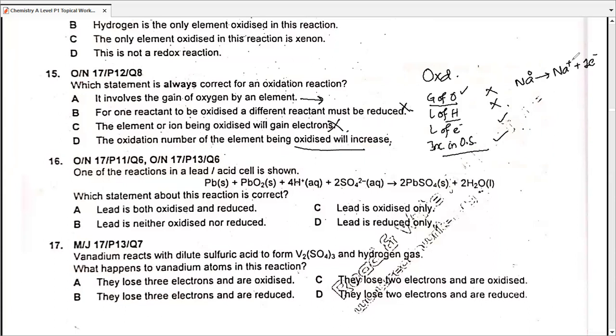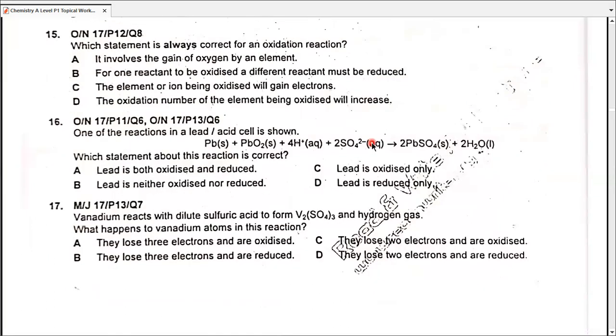Because it increased from 0 to +1, there is definitely an increase in oxidation state. Mathematically speaking, from a smaller number to a bigger number is oxidation, and from a bigger number to a smaller number is reduction. I guess this clarifies it. So, 16.